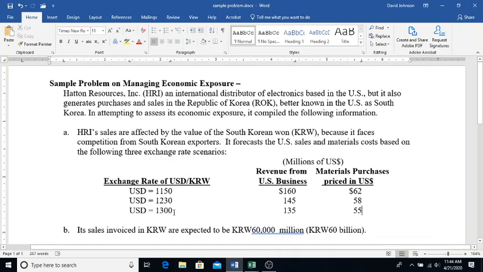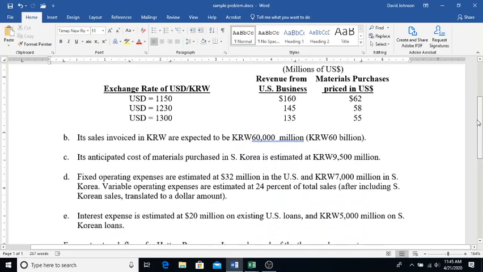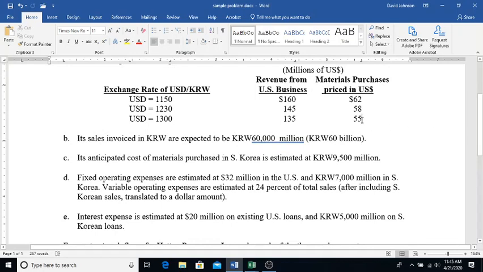And in this case, as the won is especially weak, that is $1 buys 1,300 won, we see that U.S. revenue falls again a bit further. But of course, their costs go down. U.S. sourced materials, that is, materials purchased in the U.S. and priced in U.S. dollars, are going to be $55 million.